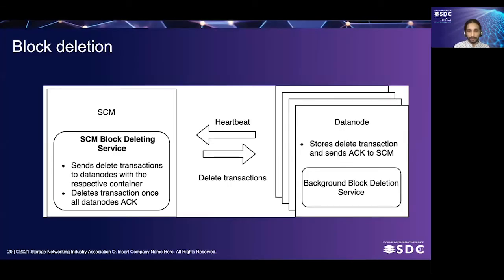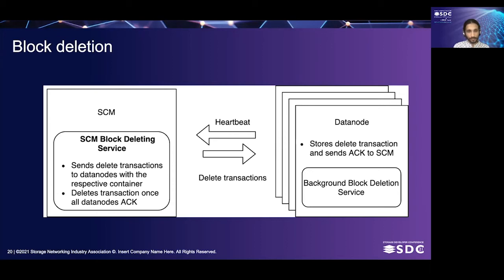So now let's look at the SCM and data node communication. SCM has a background block deletion service. As we have seen, SCM would create transactions when it receives these blocks to be deleted from OM. This service would scan these transactions based on their transaction ID. It's a FIFO queue kind of service, so the transactions created earlier are processed earlier by the SCM block deleting service.